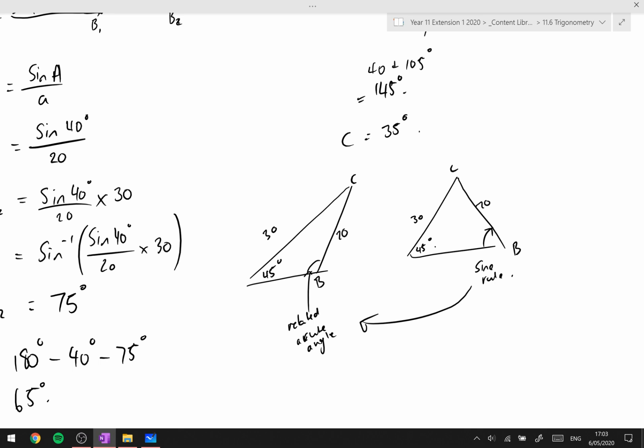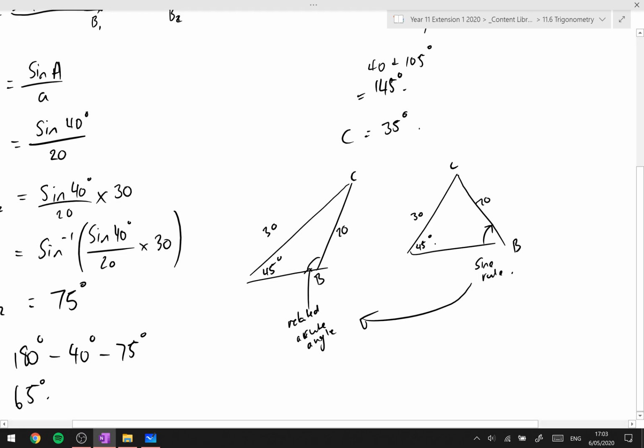Just make sure to look out for those in every situation, because you might be asked to find both of them. You might be asked to use the related angle. Just keep it in mind for when you do these. With that being said, that's the last of the sine rule and the area formula, and we'll see you guys in the next bit.